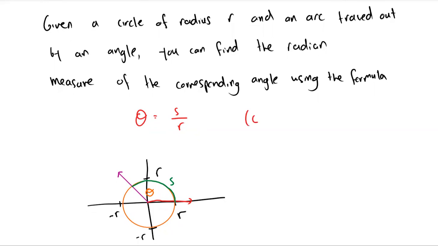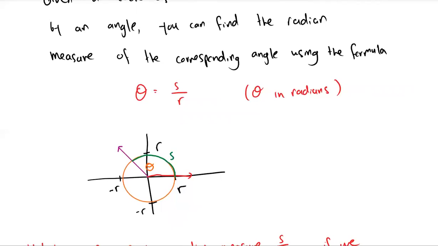So let me make a note of that. Theta in radians is equal to the length of that arc created on the circle divided by the radius of the circle. And that's what I drew here. I drew again an angle theta in standard position. So the initial ray is on the positive x-axis. The purple ray is its ending ray.